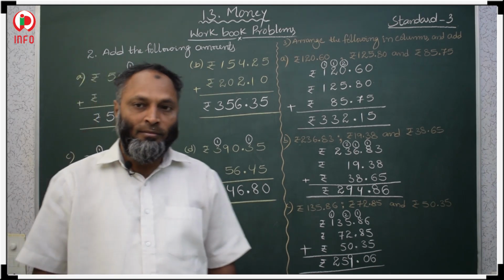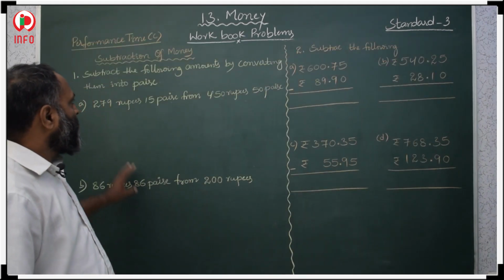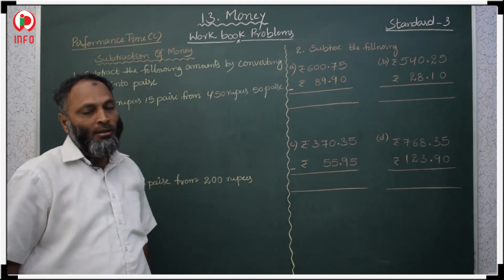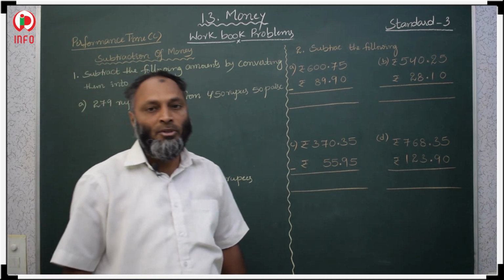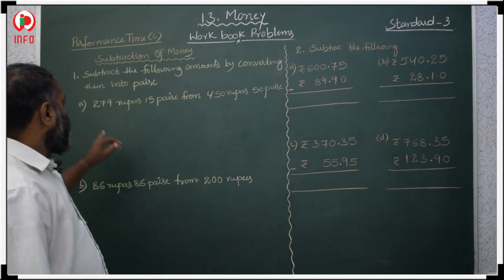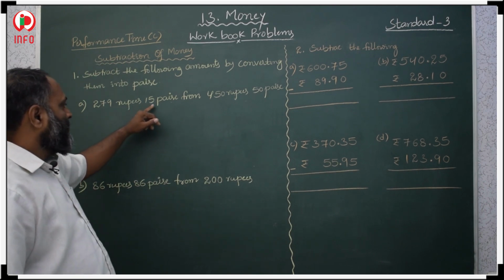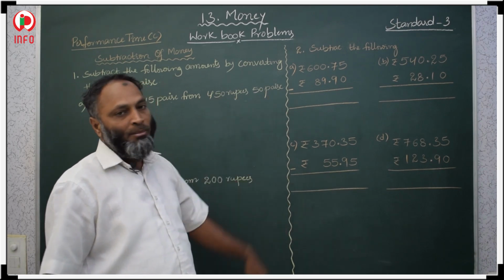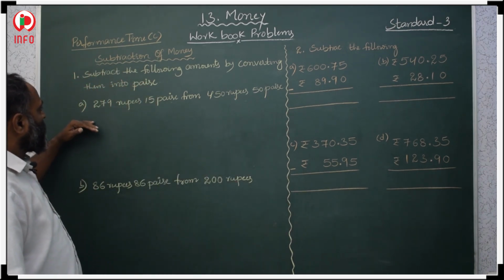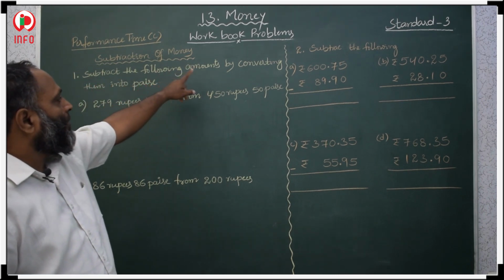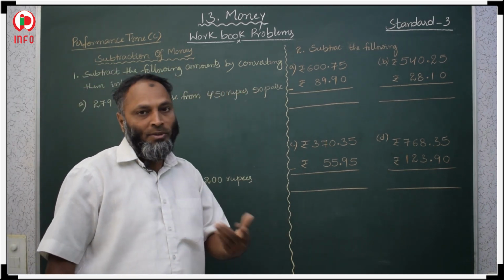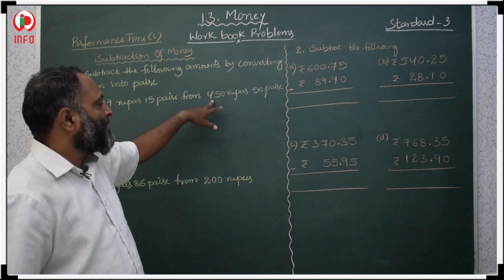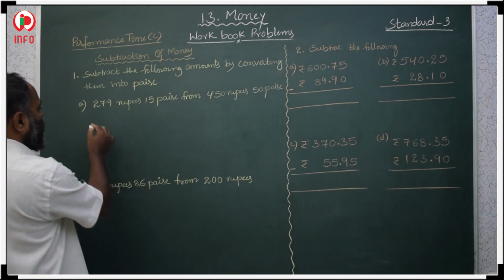Okay, students. Now, see here. Next in performance time, see the questions based on the concept of subtraction of money. The first question: 279 rupees 15 paisa. This amount is subtracted from 450 rupees 50 paisa. Okay. So, how to subtract? Here it is given: subtract the following amounts by converting into paise. First we convert into paise, then after that subtract. We should take the from amount first. What is the from amount? 450 rupees.